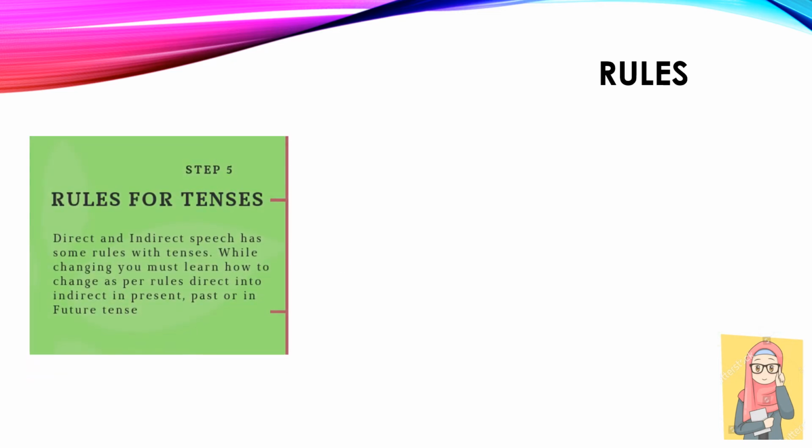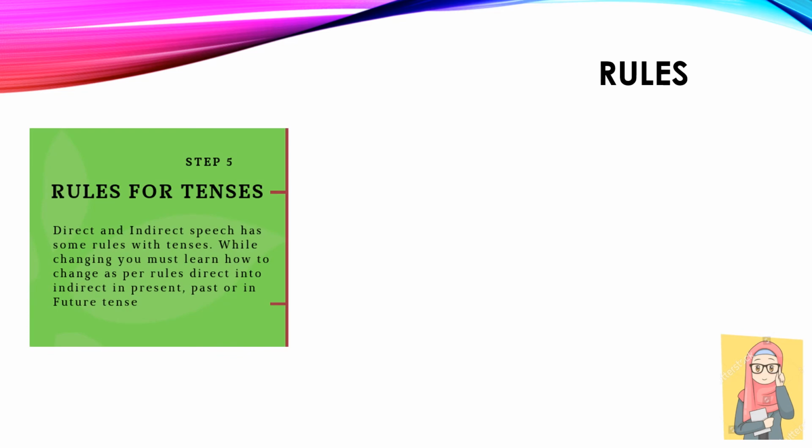Moving on to the further rules. Step 5. Rules for tenses. Direct and indirect speech has some rules with tenses. While changing, you must learn how to change as per rules. Direct into indirect in present, past, or in future tense. According to the sentences, our tenses do change because, as I mentioned before, we're converting the direct into indirect. The exact words that the man has said a second ago or maybe a minute ago will change its tenses while I am delivering it to the other man.